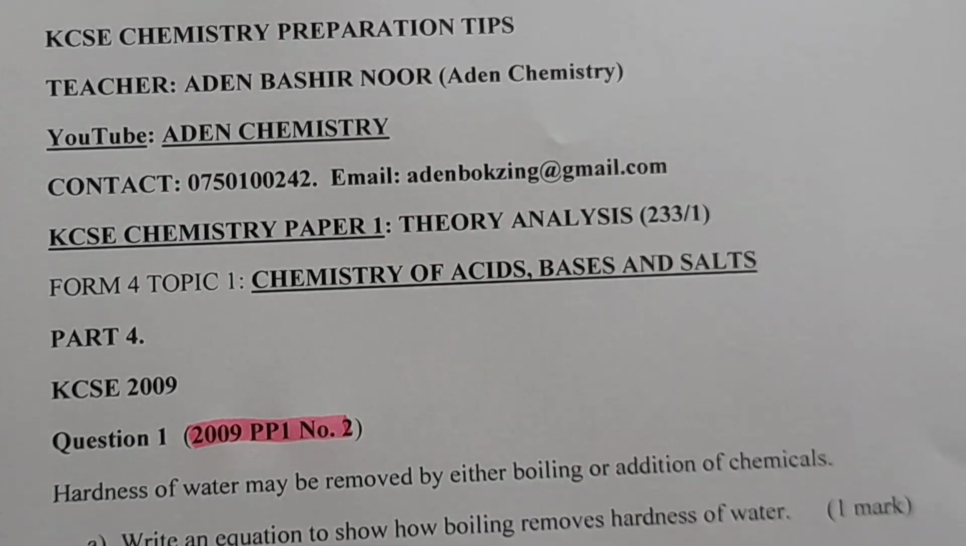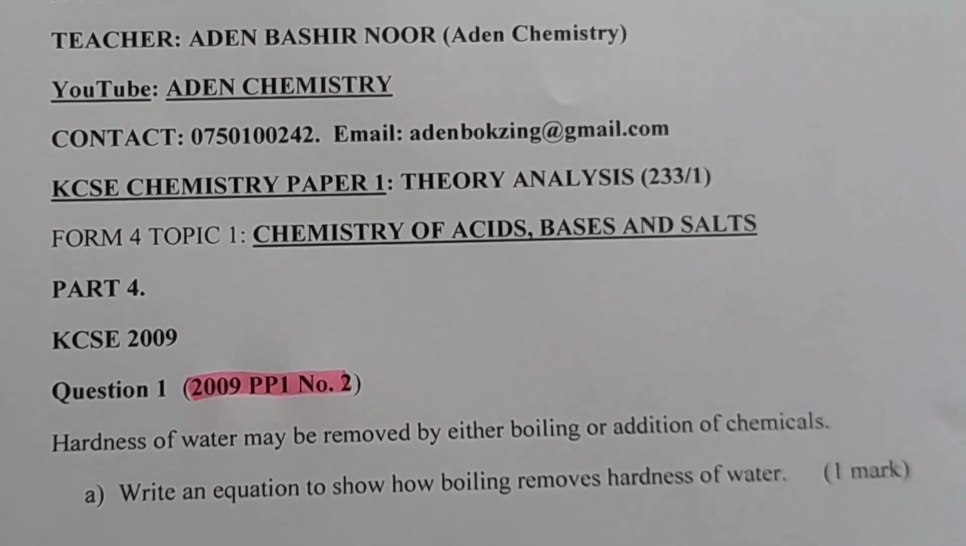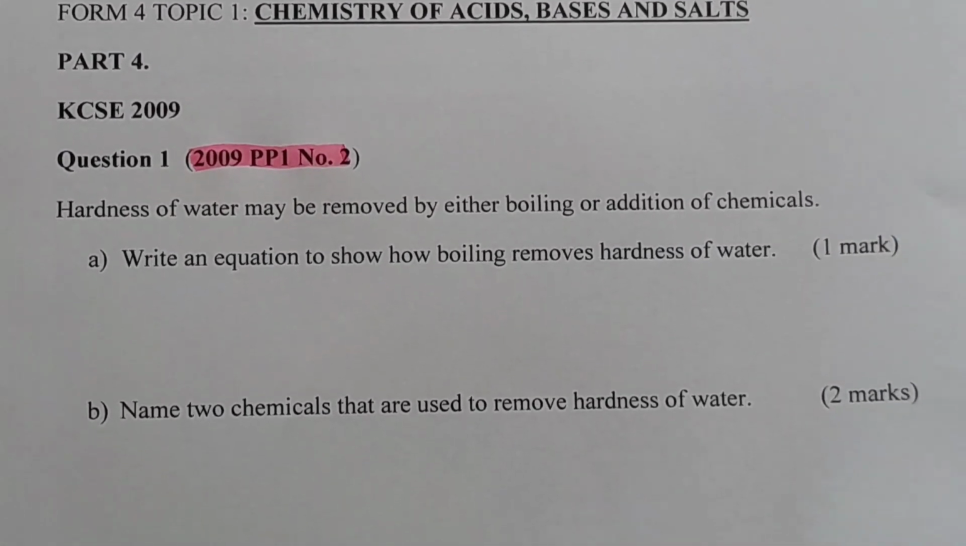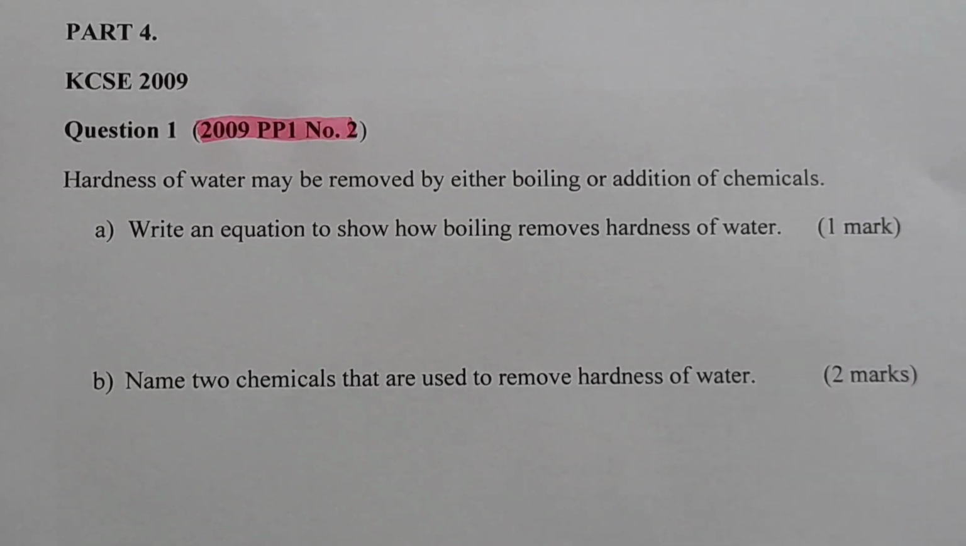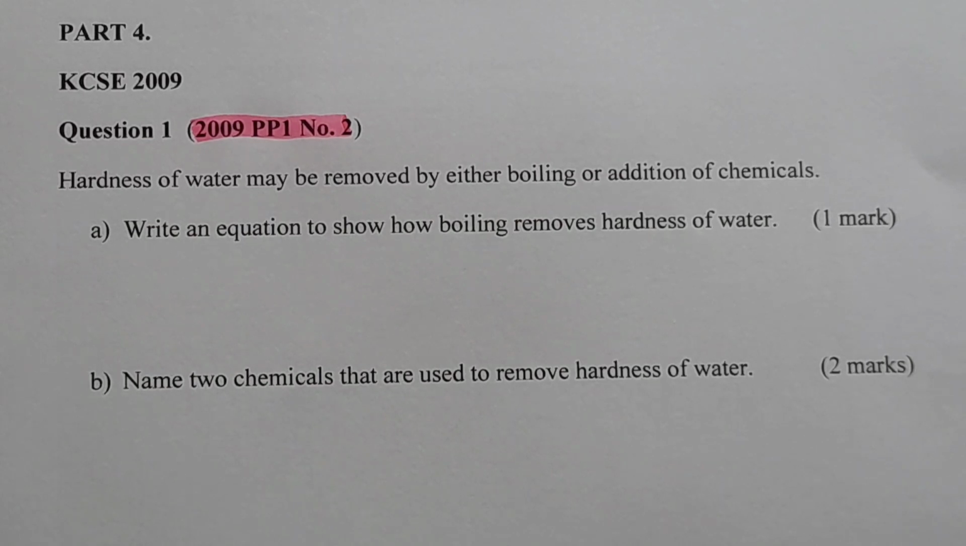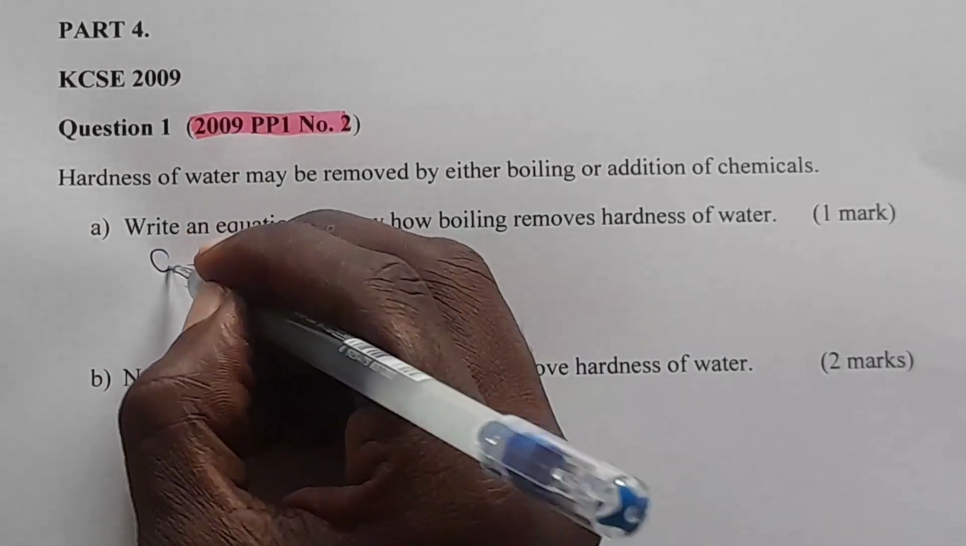The question says hardness of water may be removed by either boiling or addition of chemicals. Part A: write an equation to show how boiling removes hardness of water. Remember, learners, boiling removes only temporary hardness, and the compounds that cause temporary hardness are calcium hydrogen carbonate and magnesium hydrogen carbonate.